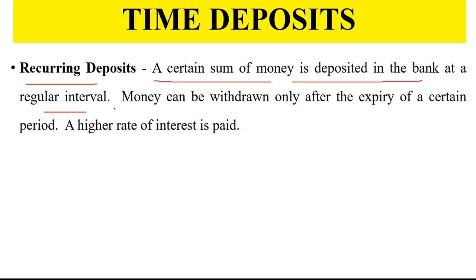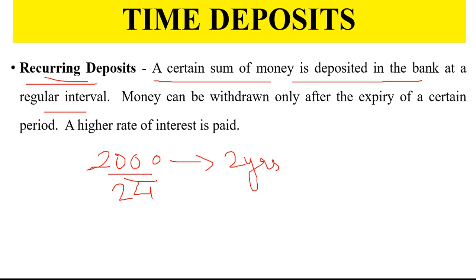With 2000 rupees you have opened a recurring deposit account, and this 2000 rupees you are going to pay for 2 years. In 2 years how many months are there? 24 months. So every month you are paying 2000 rupees. That is a regular interval, that is nothing but a recurring deposit.